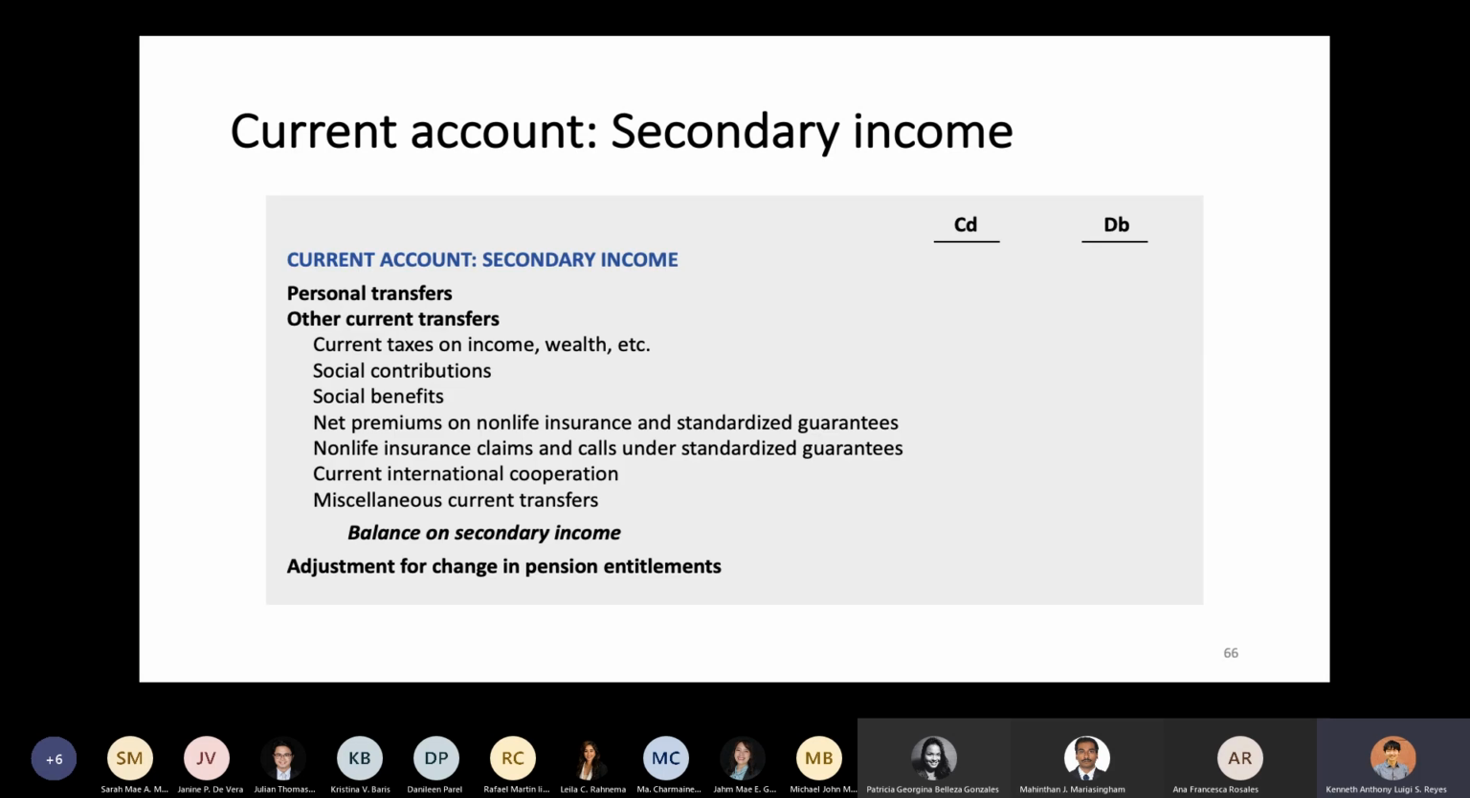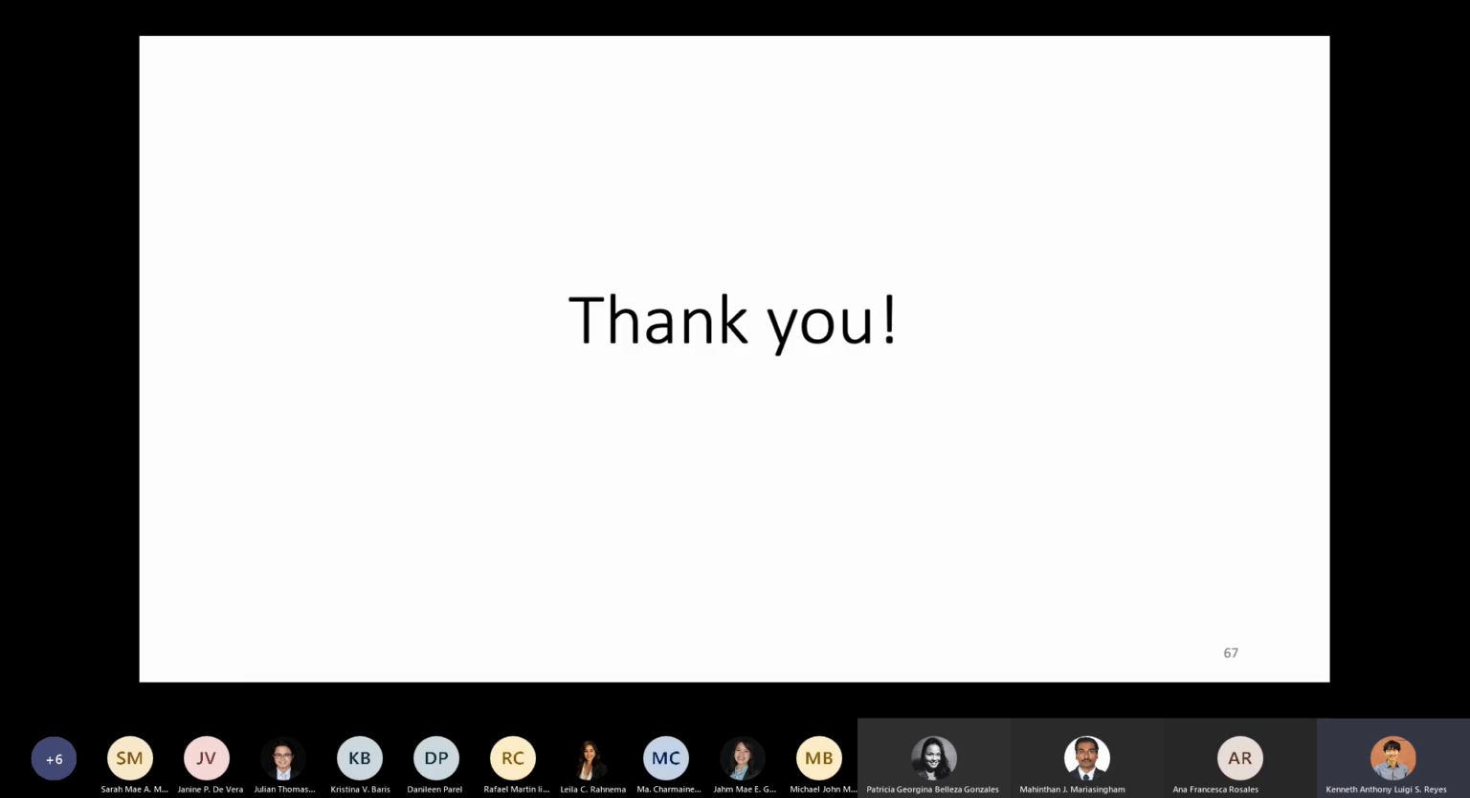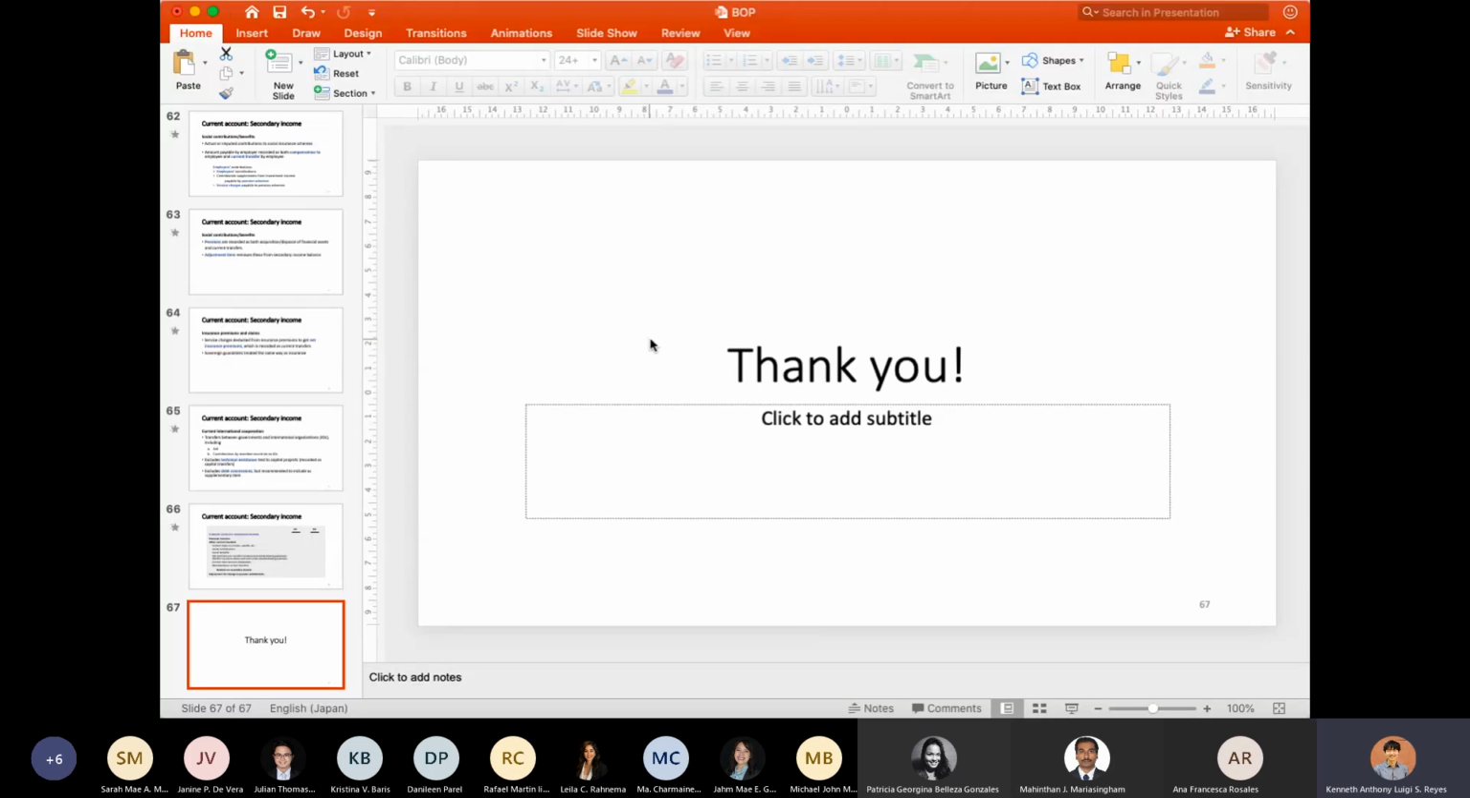All right, and in summary, the secondary income account looks like this. Notice we have personal transfers, all the other transfers, and then we have an adjustment item here for pension entitlements. Okay, and that is my presentation. So if we can move on to George so she can talk about capital and financial accounts, and then maybe we can do questions after her.